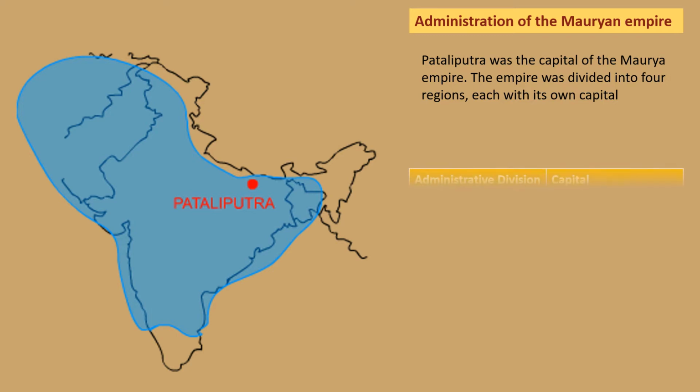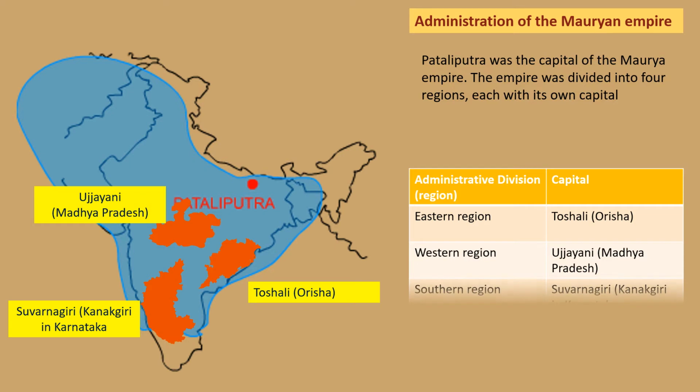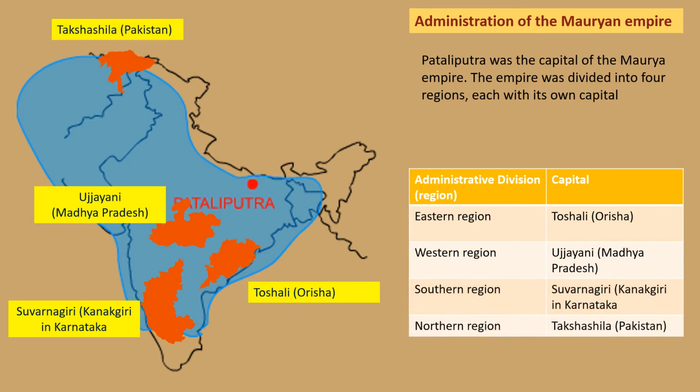Eastern region, Toshali was the capital. Ujjaini was the capital of the western region. Suvarnagiri was the capital of the southern region. And Takshashila was the capital of northern region.